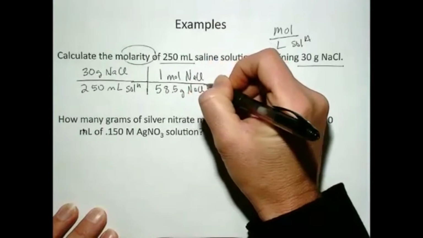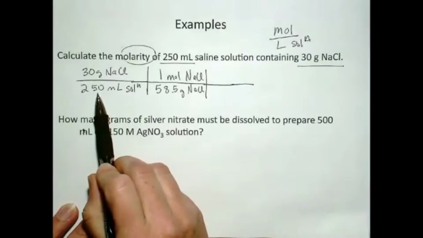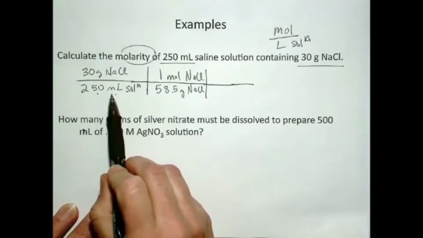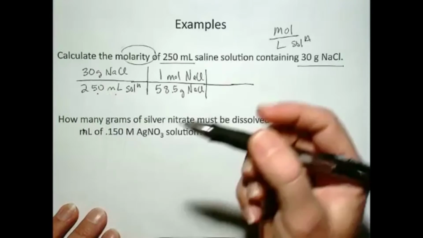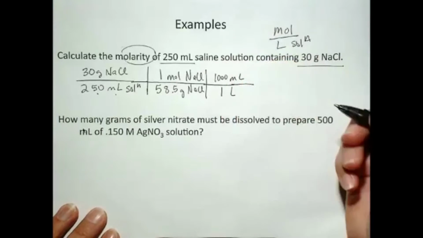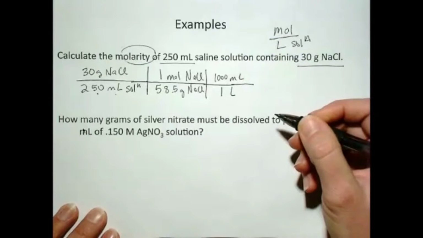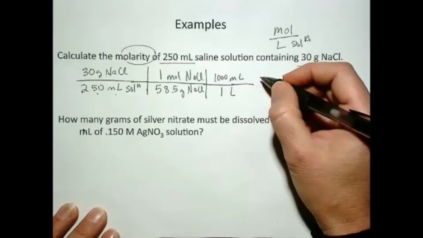That's the molar mass. Then, to convert the volume from milliliters to liters, you just use the metric system definition that there are 1,000 milliliters in 1 liter, or you could say 1 milliliter equals 1 times 10 to the minus third liters. It doesn't matter, however your brain works.